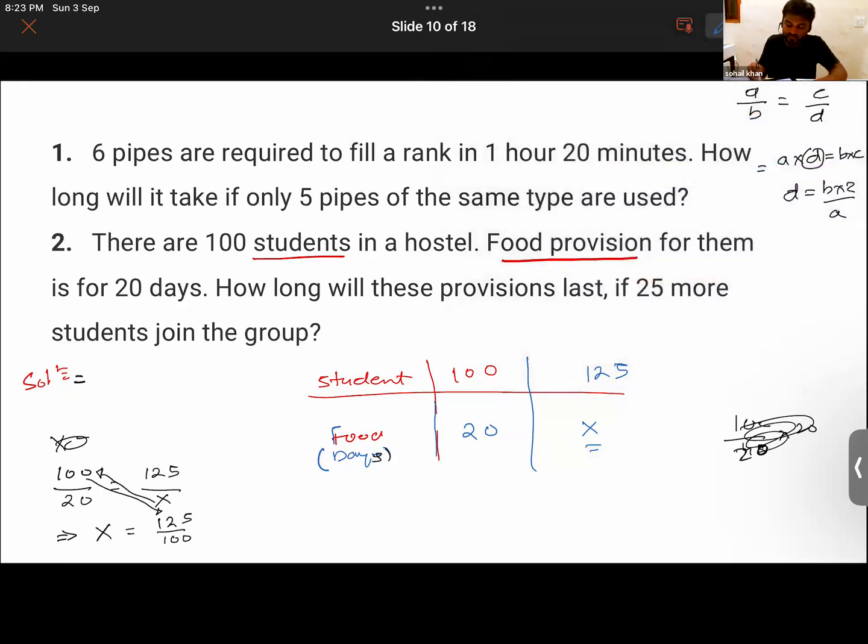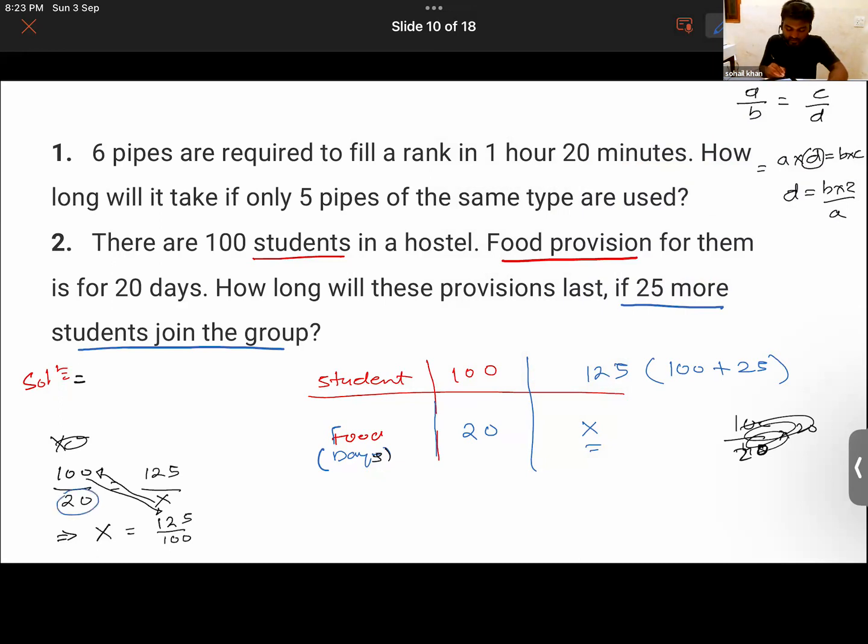The question was saying that if 25 more students were to join the group, there were 100 students now. Now there are 100 plus 25 students. It has increased to 125 now. Yes, sir. Okay, so that is how the 125 came here. Getting it now?